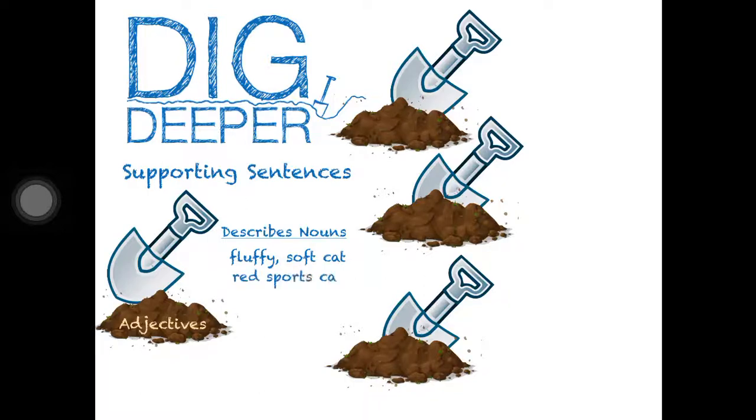The next one here, red sports car. The noun is car, and we're adding red and sports to it. That helps us to visualize the right kind of car. We're not visualizing a broken down, brown, rusted out car. We're visualizing a red sports car. So us as the reader have the same picture as the writer.